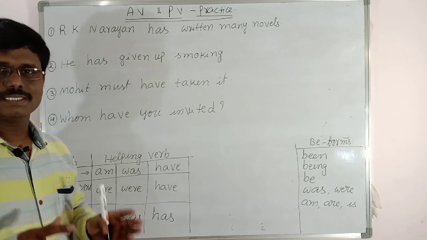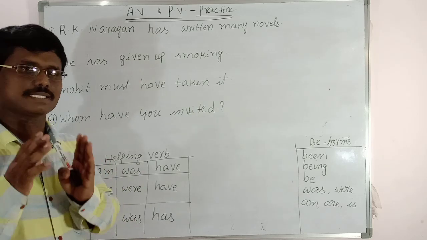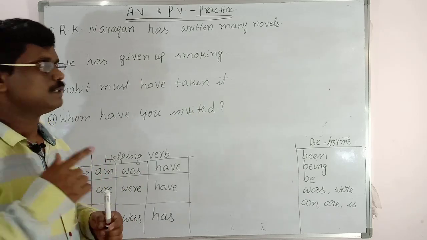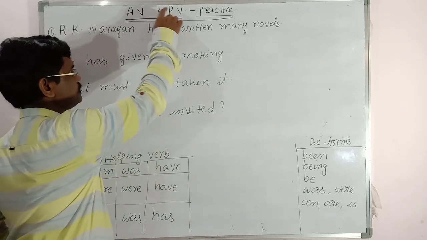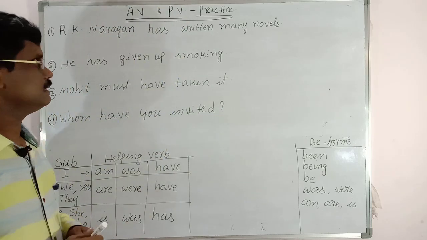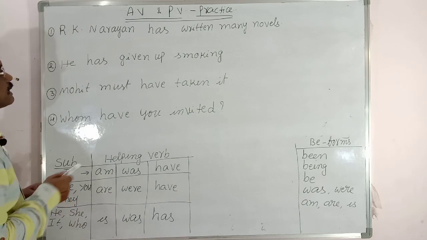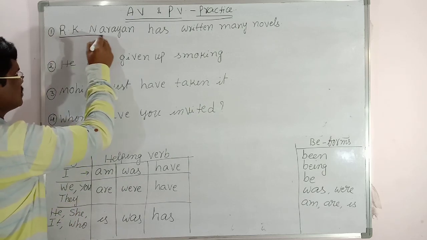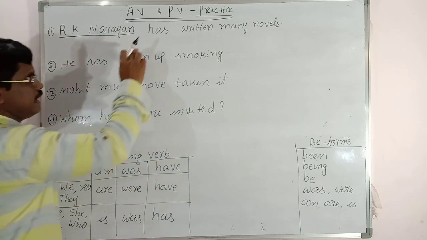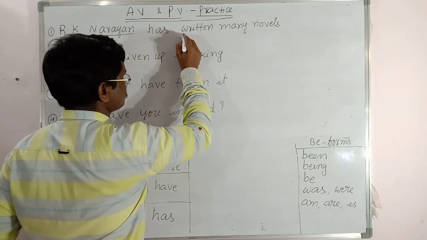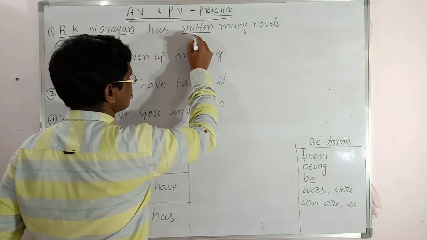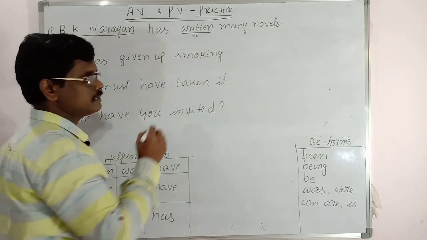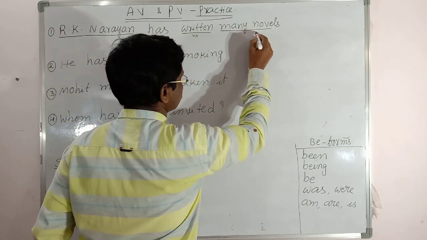Now this is the area you have to concentrate more. How to change active voice into passive voice. Practice. First sentence: R.K. Narayan, this is the subject, has written, this is important, verb 3, this is verb 3. Many novels, this is object.